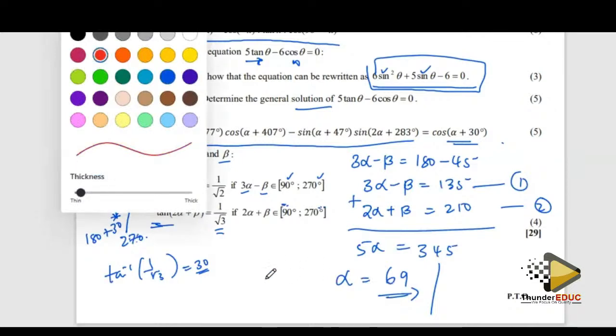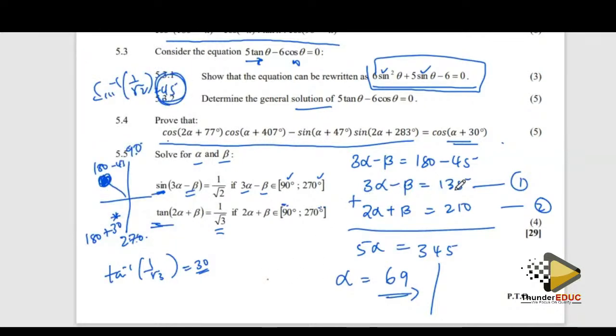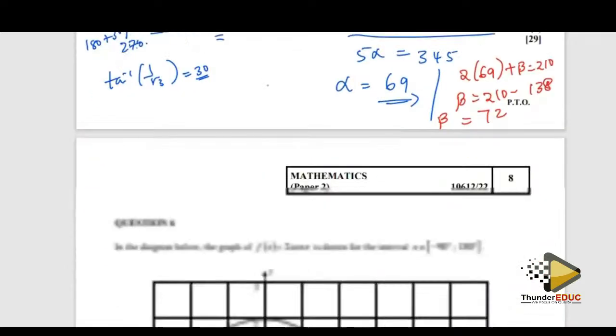Okay. Then for me to get the beta, I can just go back to either equation 1 or equation 2. So if I use equation number 2, I'll have 2 times 69 plus beta must give me 210. So it's 210 minus 2 times 69. That's 138. So 210 minus 138, I'm getting a 72 for beta. All right, so that is 5.5.